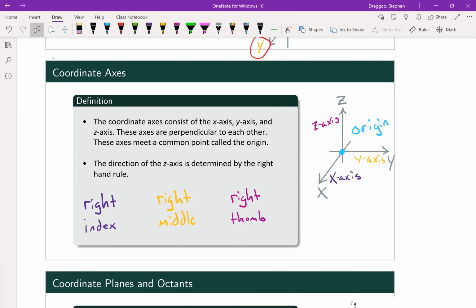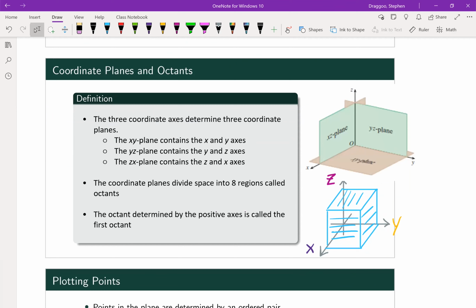Let's continue with a few more definitions. The 3 coordinate axes determine the 3 coordinate planes: the xy plane, the yz plane, and the zx plane. Those are each drawn out in the figure on the right. You can see that the xy plane is the one that's on the ground. It's that brown one. And it contains the x and the y axes, which is why it's the xy plane.